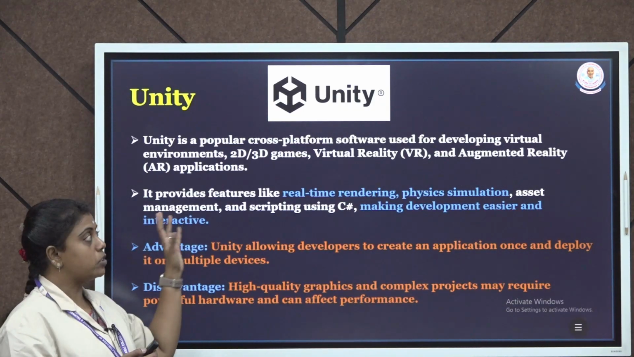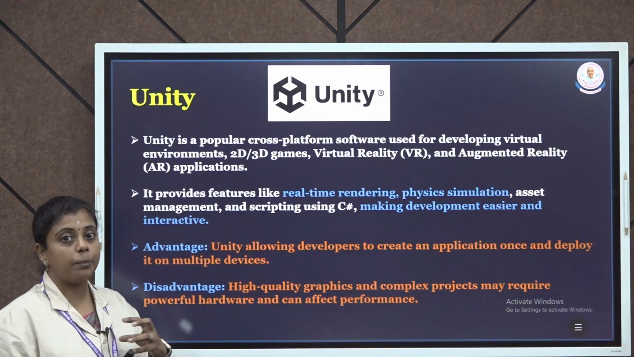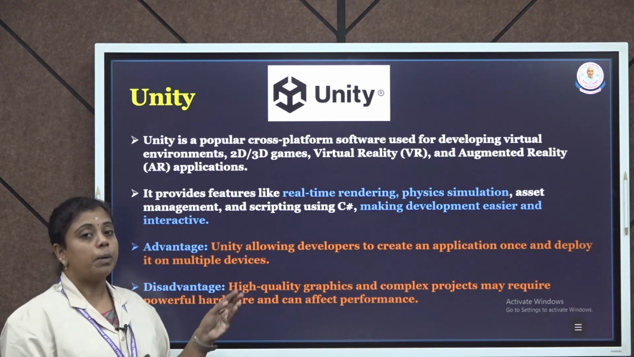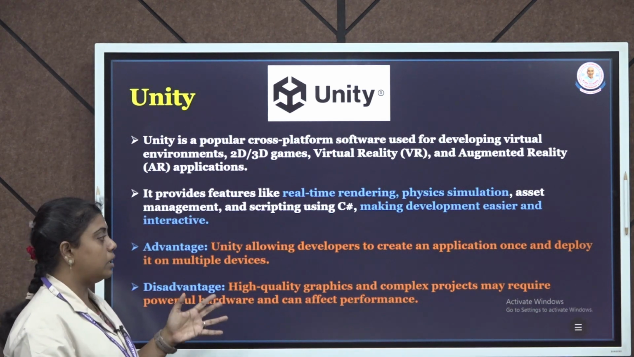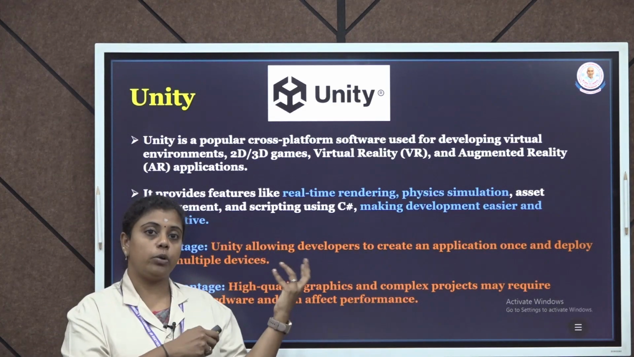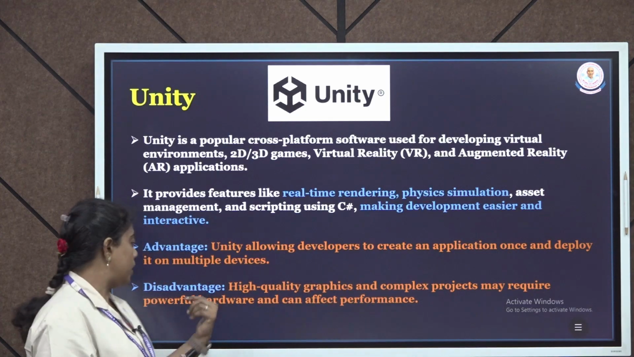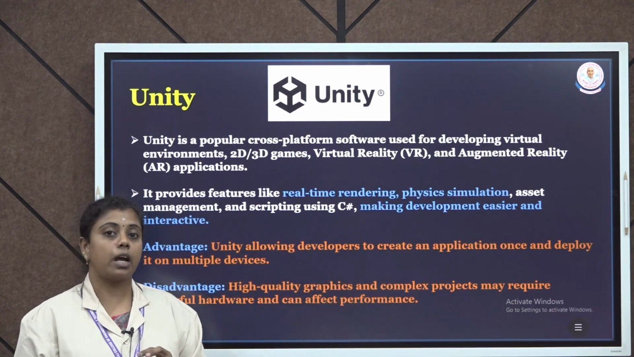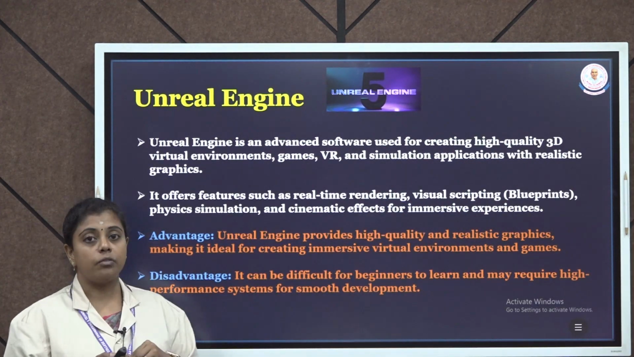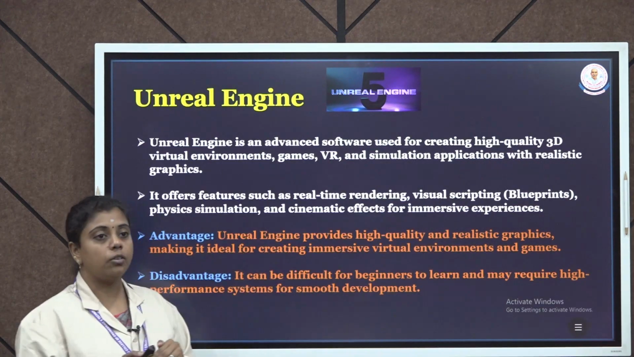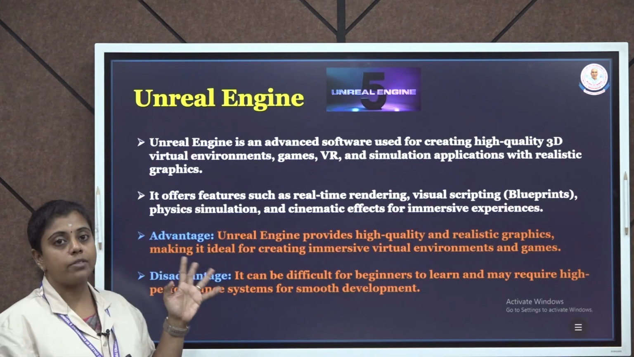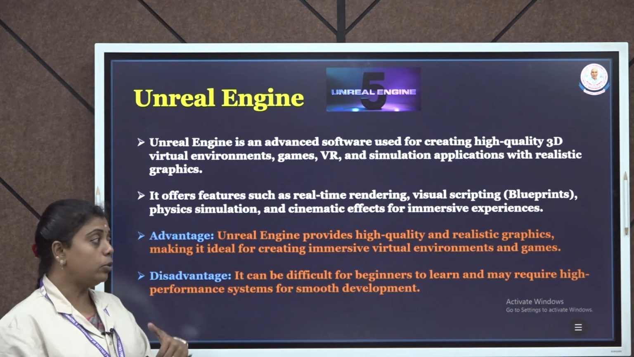The main advantage of Unity is that it allows developers to create an application once and deploy it on multiple devices. But the disadvantage of Unity is that it needs high quality graphics, and if you are using Unity tools in a complex project, it may require powerful hardware and sometimes it can affect performance. Next type of tool is Unreal Engine. It is an advanced software which is used for creating high quality 3-dimensional virtual environments and applications. It also has some special features like Unity.